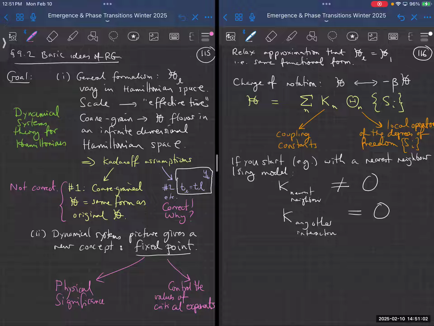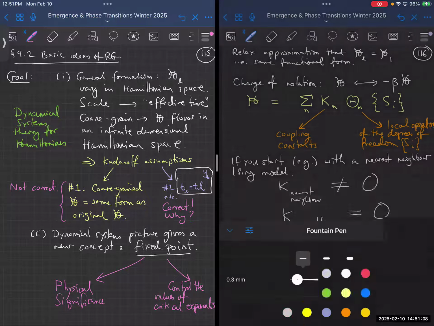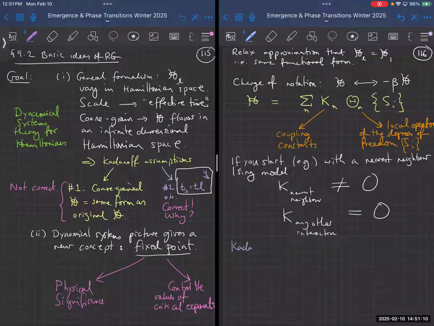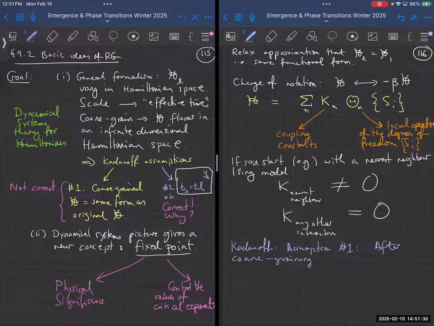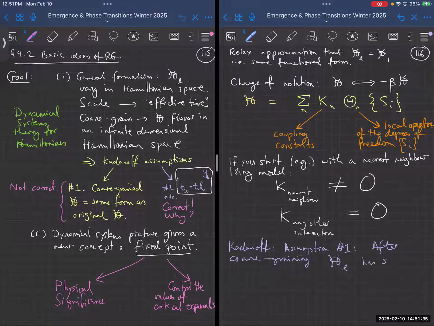And Kadanoff's assumption was that if you started with this, then under coarse graining, you would end up with this as well. So Kadanoff's assumption number 1 was that after coarse graining, the Hamiltonian, which we'll call H sub L, has the same form. But now we're going to relax that assumption.